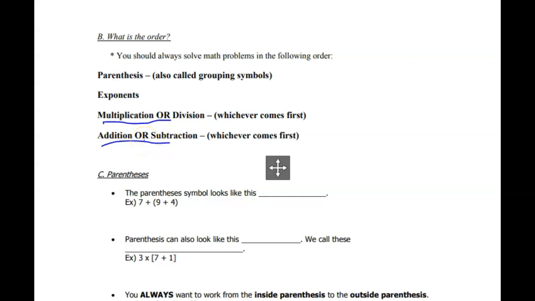We'll clarify that later. But we start with our parentheses and then we use our exponents. Multiplication or division first and then addition or subtraction. We work both of these from left to right. So multiplication and division, I'm going to go left to right. I'm writing that in my notes. And the same with addition and subtraction, I'm going to go from left to right.